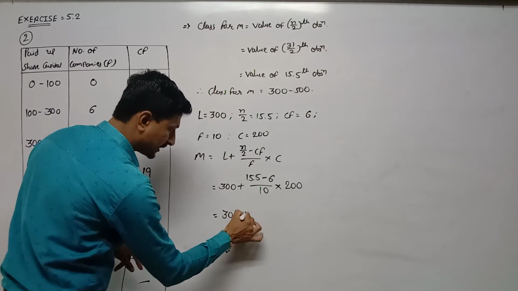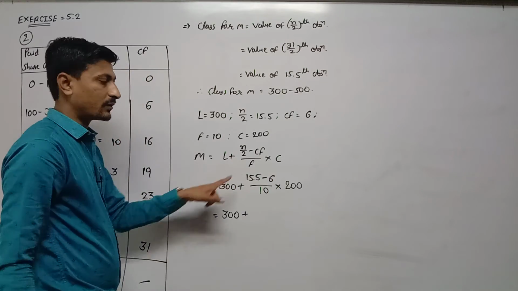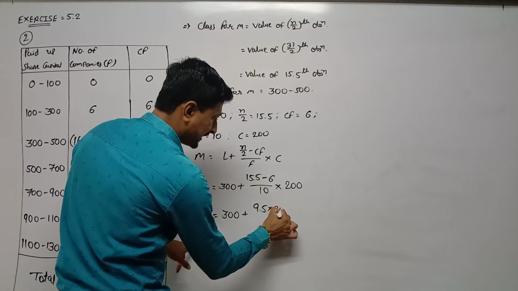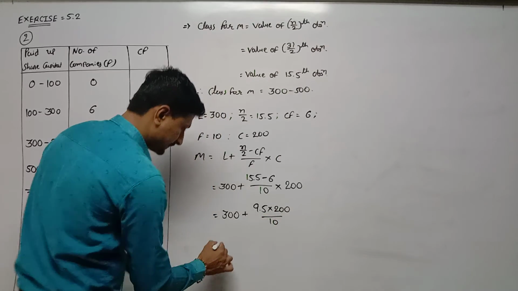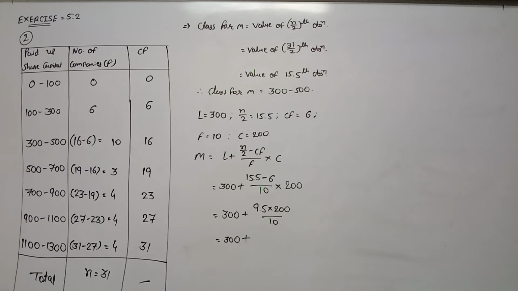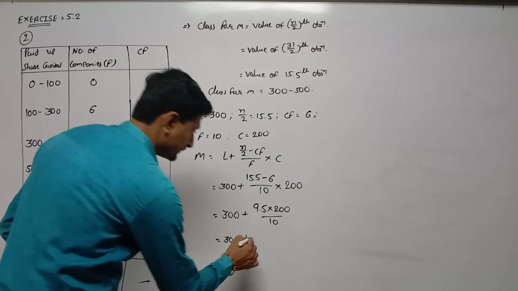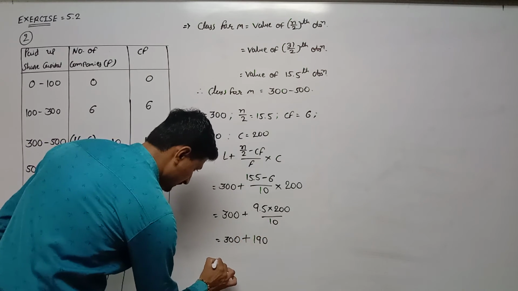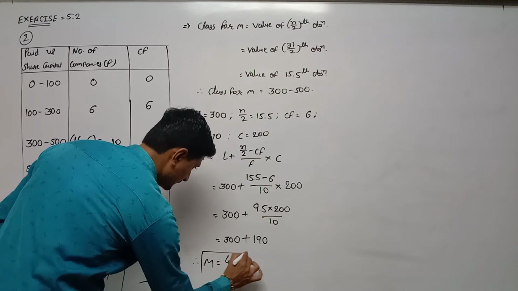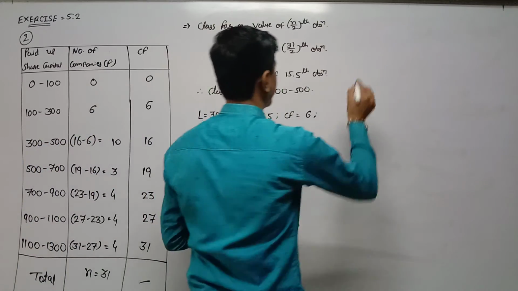Now next step, 300 plus numerator difference, find out. 15.5 minus 6 is 9.5, into 200 divided by 10. Now next, 300 plus 9.5 into 200 divided by 10. So the total is 490 for the median. Next, find out skewness.